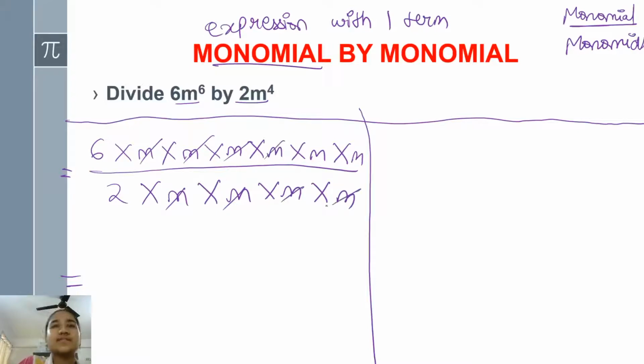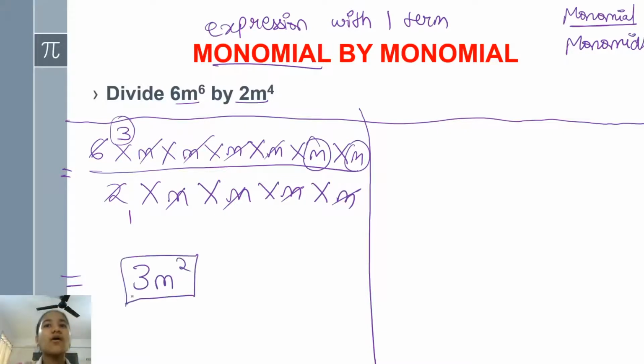So we have cancelled 4 m's, and 2 ones are 2, 2 threes are 6, so we have even done with the coefficient. So what is the answer? What is remaining? 3 and 2 m's. So the answer is 3m square. I hope you all understood.